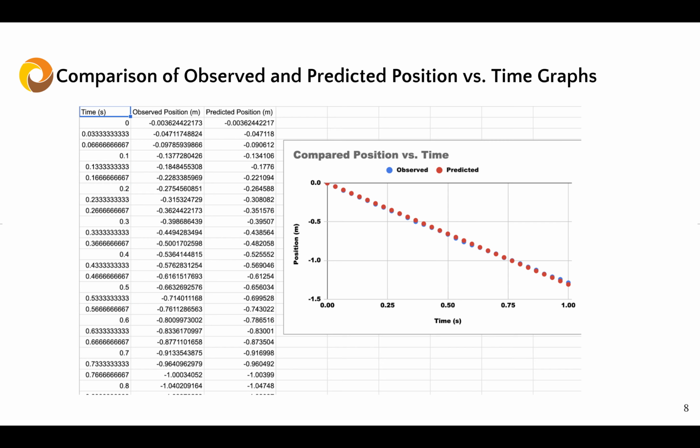However, what you can also see is that the observed graph is slightly off compared to the predicted one. The experiment was a great maneuver to apply Newton's second law of motion as the curves seemed to be similar, reflecting the nature of constant velocity in real life.